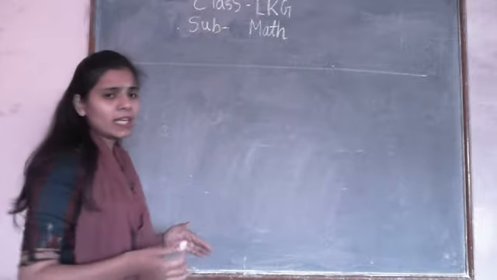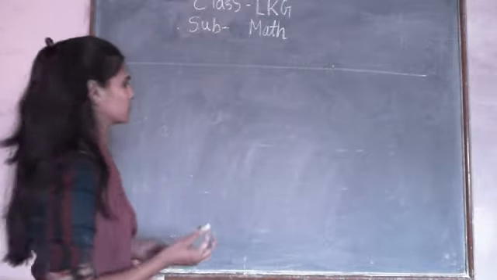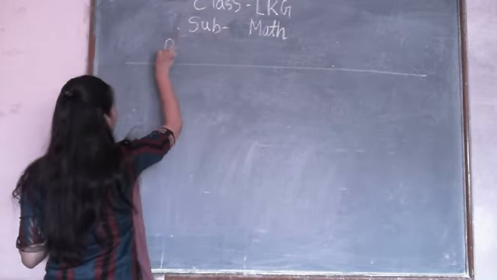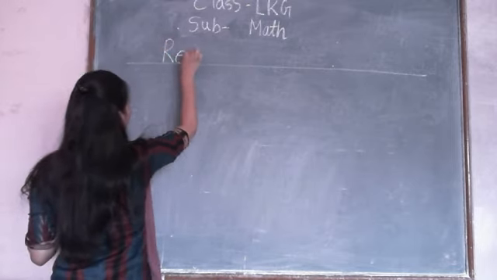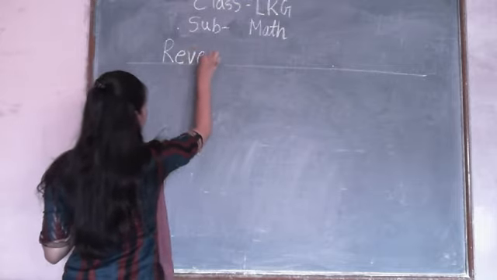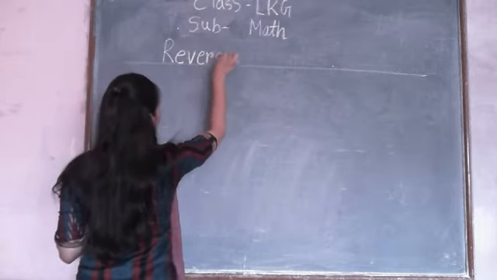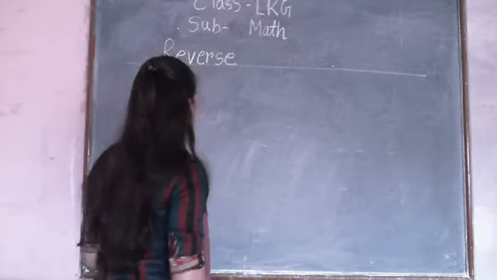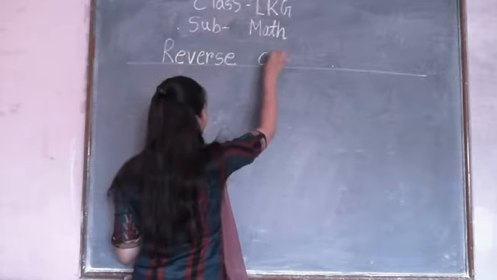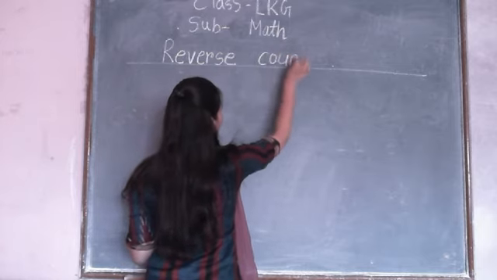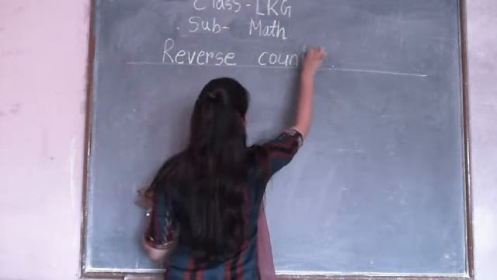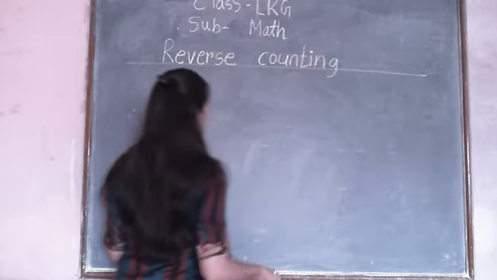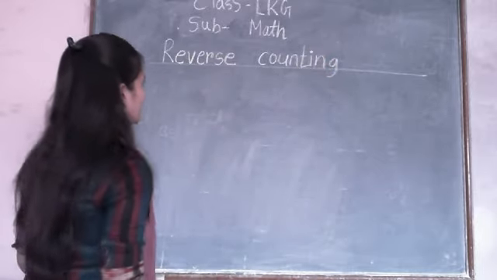So write down the heading reverse counting. Write here R-E-V-E-R-S-E, reverse. And what is the spelling of counting? C-O-U-N-T-I-N-G. Counting. Reverse counting. Okay.